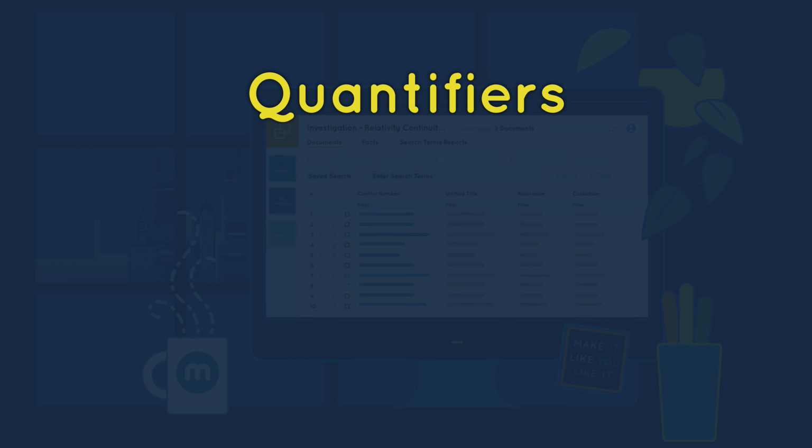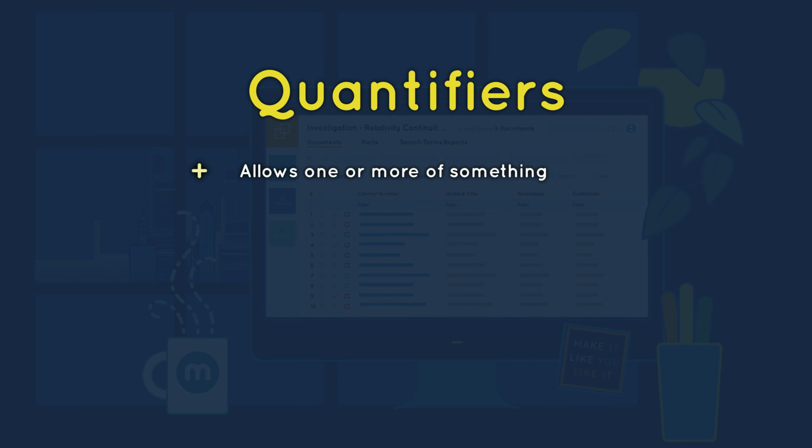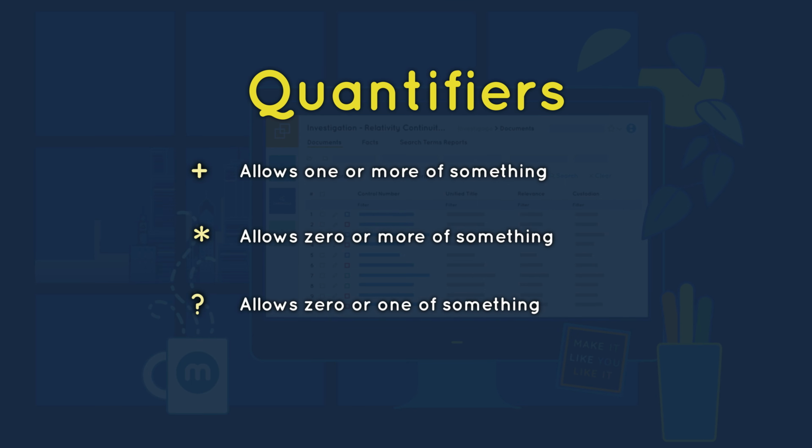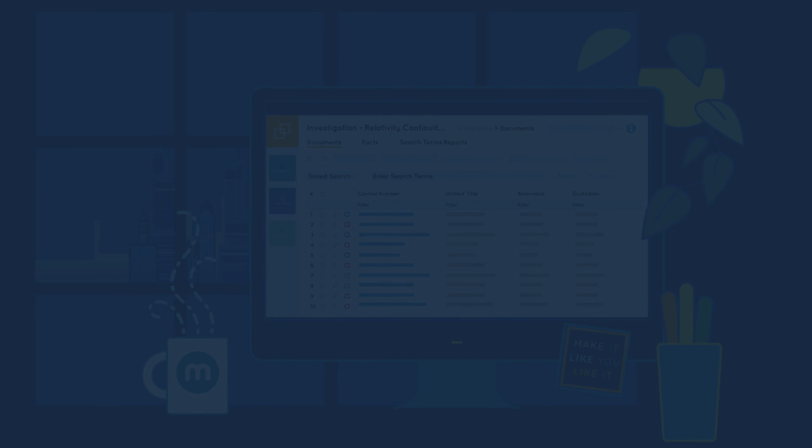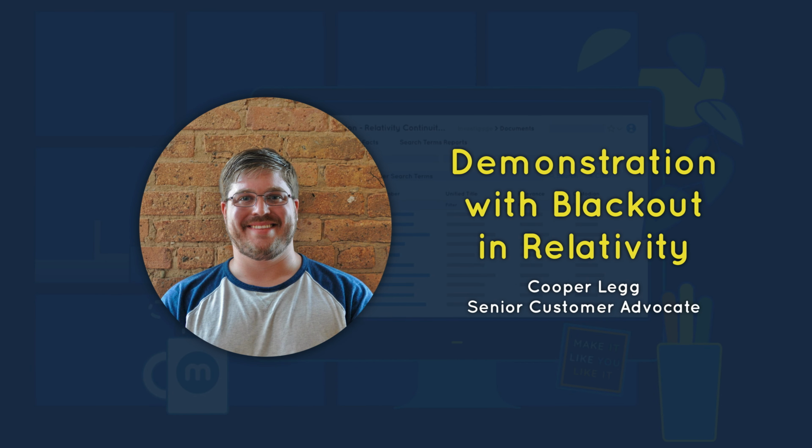Common quantifiers are the plus sign, which will allow 1 or more of something, an asterisk, which allows 0 or more of something, a question mark, which allows 0 or 1 of something, and curly brackets, which will allow a specific number of something. Now that we've covered the important components of building regexes, we'll pass it over to Cooper, who will demo a few actual examples using RegExes 101.